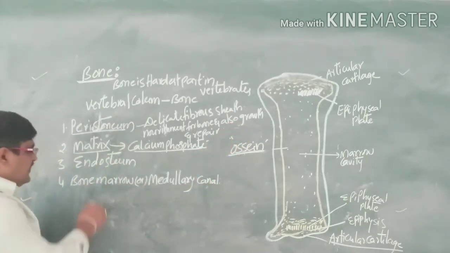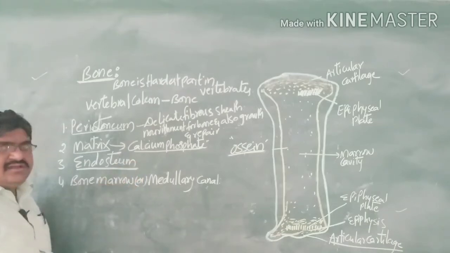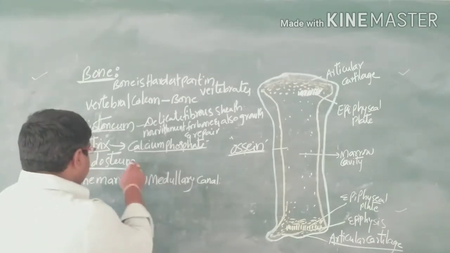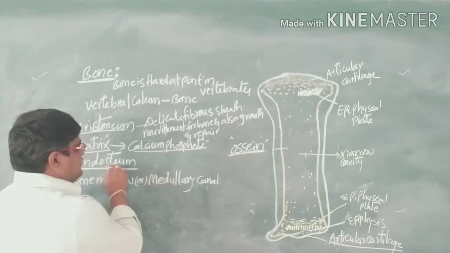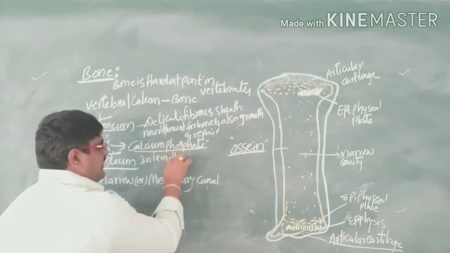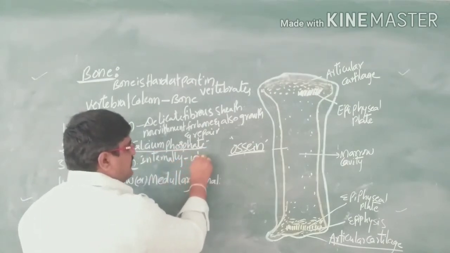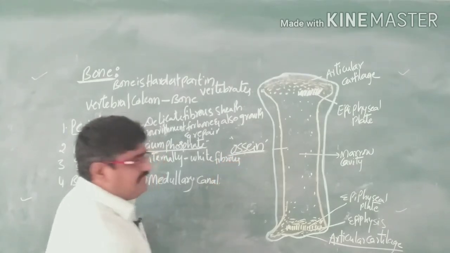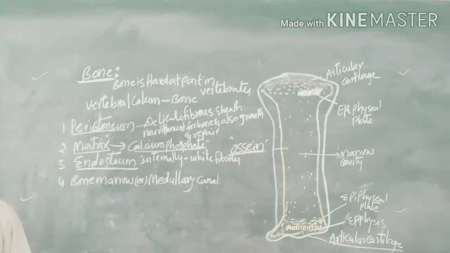Next, coming to the third region, the endosteum. It lies internally to the matrix and consists of white fibrous tissue. White fibers are produced here.